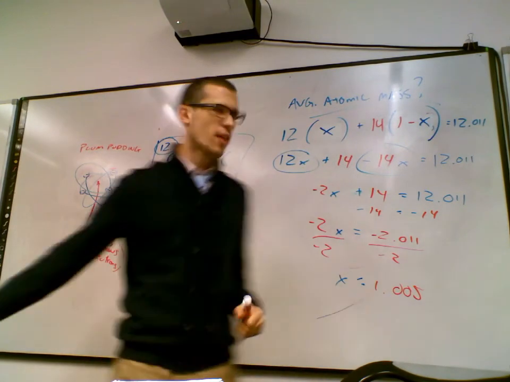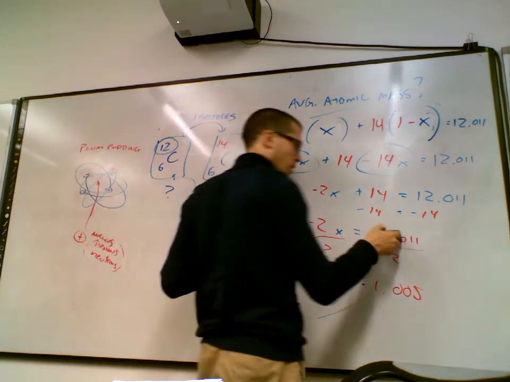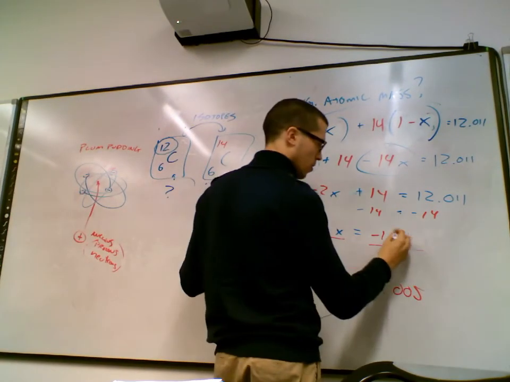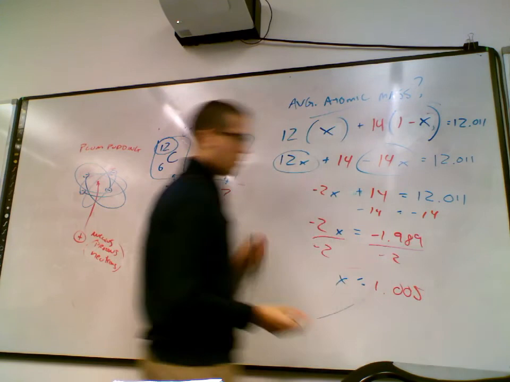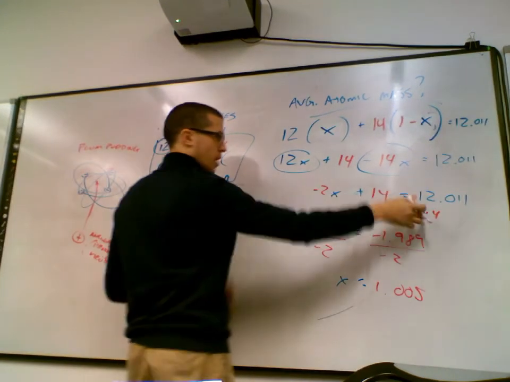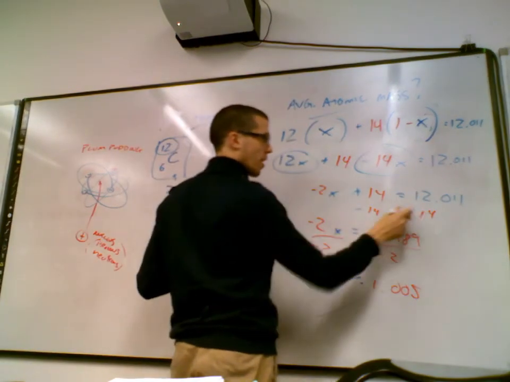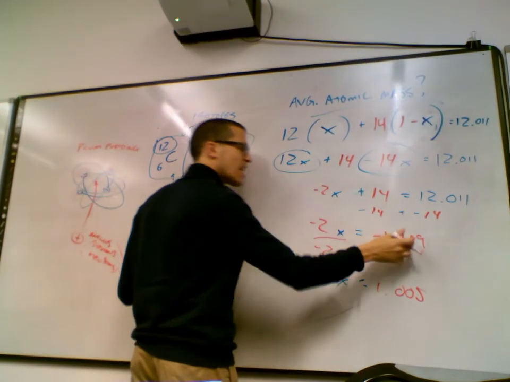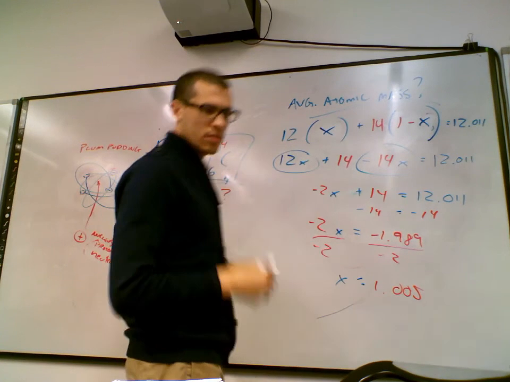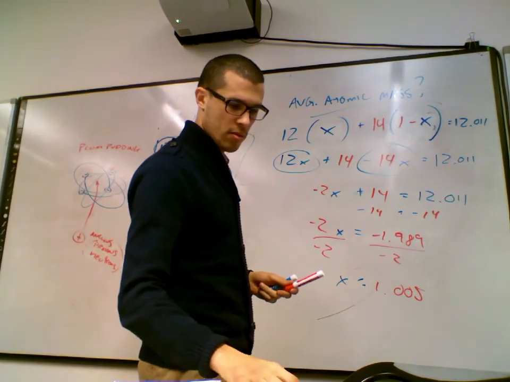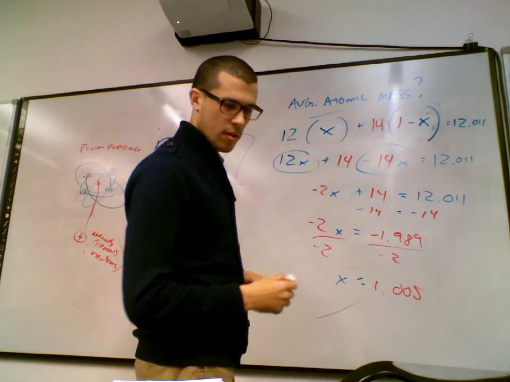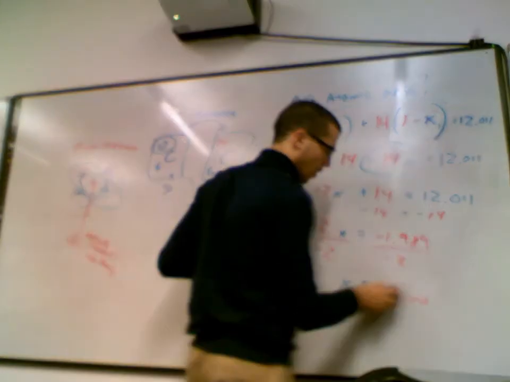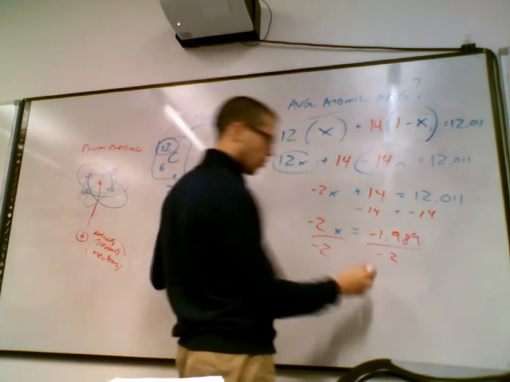Negative 1.989. That's what I thought. So this part was an error here. So 12.011 minus 14 is negative 1.989, and divide that by negative 2. That's 0.9945. Right. 0.9945.